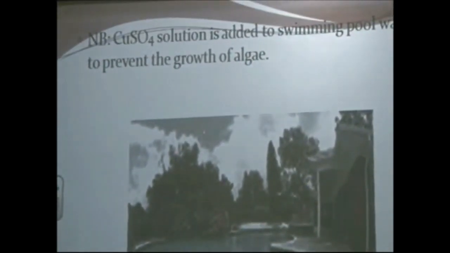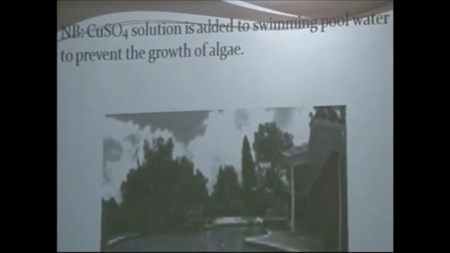Next, this is a swimming pool. The color is blue. Why is the water in swimming pool blue? Because copper sulfate solution is added to swimming pool. Copper sulfate solution is a good solution, and the function is to prevent the growth of algae, that is, this greenish organism that normally grows on water. If you put copper sulfate there, it will kill them, and you will not be able to grow them, and the water will be clean and safe for swimming.